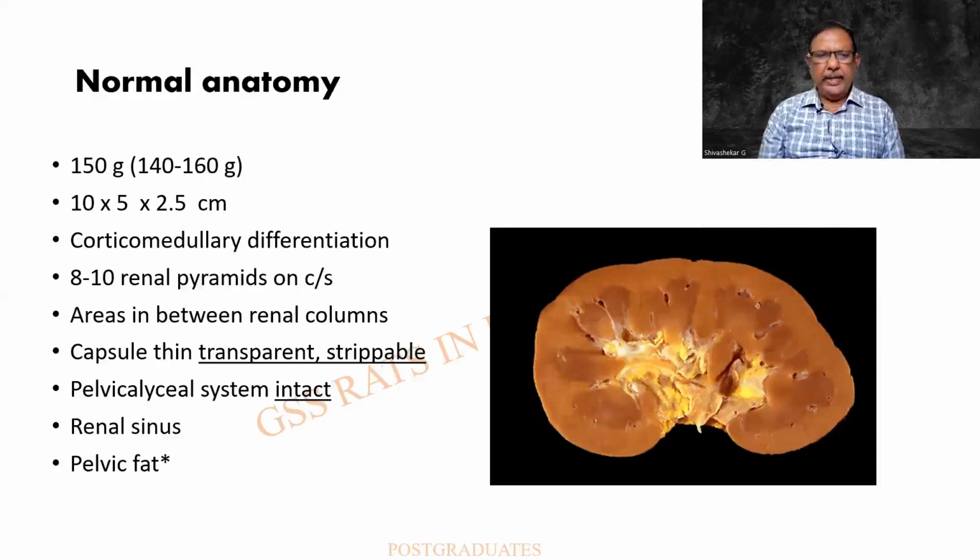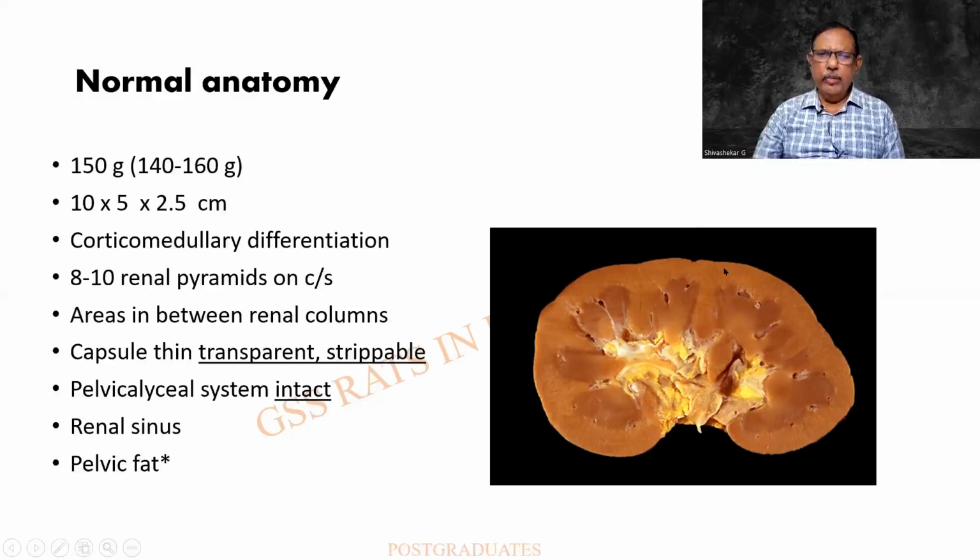Coming to the normal anatomy, always abnormal should be differentiated from the normal. The normal weight is about 150 grams, 10 grams on either side. Measurements being 10 into 5 into 2.5. Easy to remember, one is half of the other.